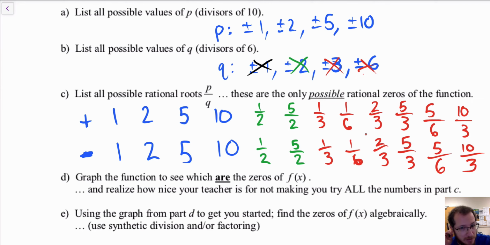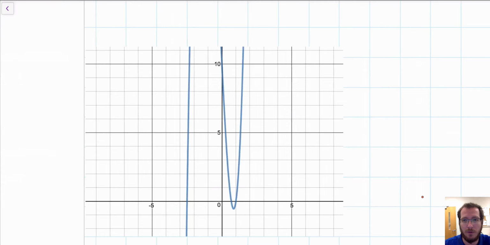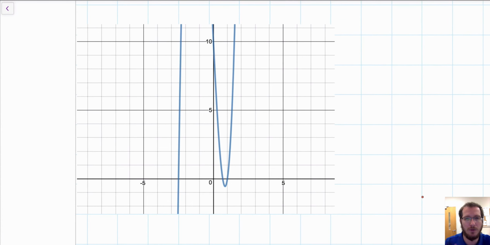All right, so part D says graph the function to see which are the zeros of f of x. This is the part where our graphing calculator comes in. You would type in your f of x and get a visual of what that looks like. Notice we've got a root here, somewhere between -2 and -3. A positive root between 0 and 1, and then another positive root that could be at whole number 1.